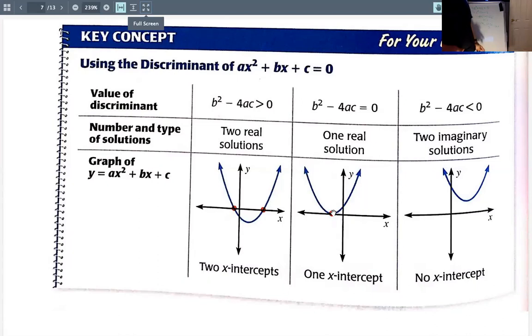4.10, by the way, is doing it backwards. Section 4.10, I know we have to do 4.9 first, but in 4.10, I'm going to show you the graph and you're going to come up with the equation based on the graph. Okay, so you'll be able to see how many solutions it has. And then look at the third one. When the discriminant b squared minus 4ac is less than zero, you have two imaginary solutions. Okay?